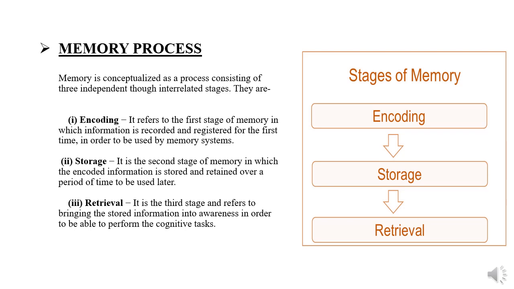We can only use the information that is encoded and stored when one is able to recover it from his or her memory. We won't be able to use the information stored if we are not capable of recalling or retrieving it at the time of need. So retrieval is the third stage, and it is bringing the encoded and stored information into our conscious awareness. So these are the three stages of memory.